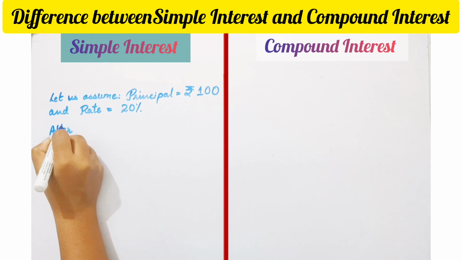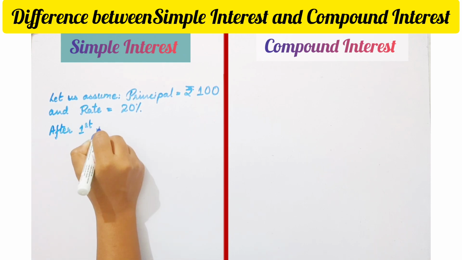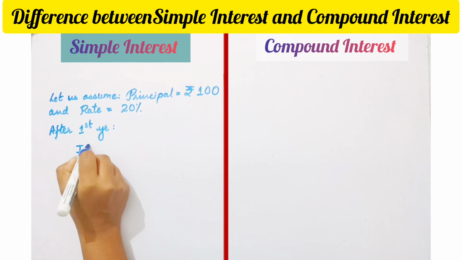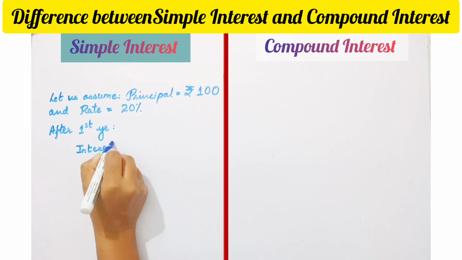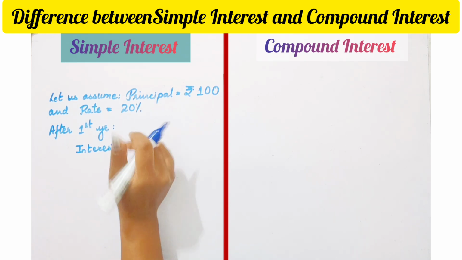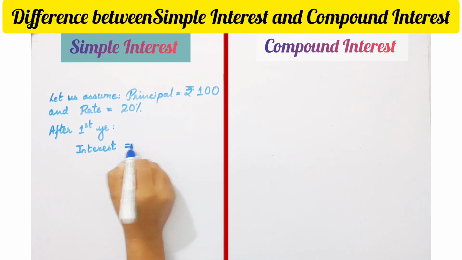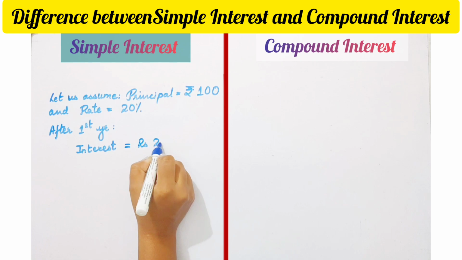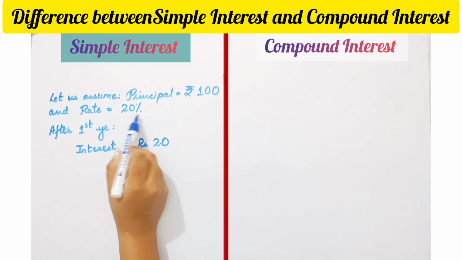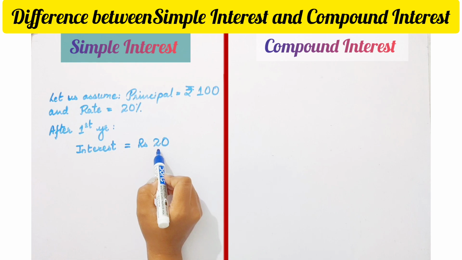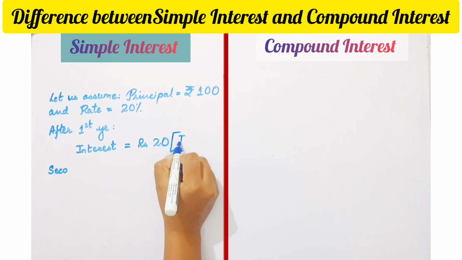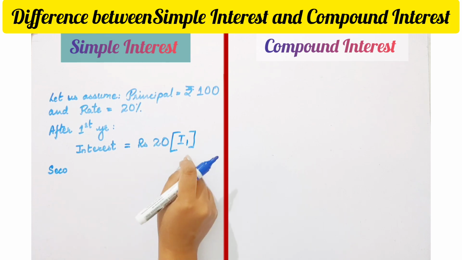After the first year, in case of simple interest, the interest would be rupees 20. Isn't it? We are calculating simply. Rate 20% of 100 is 20 rupees at the end of the first year. Let us denote it by I1, which would be the interest after the first year.